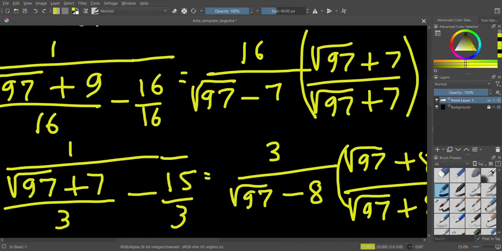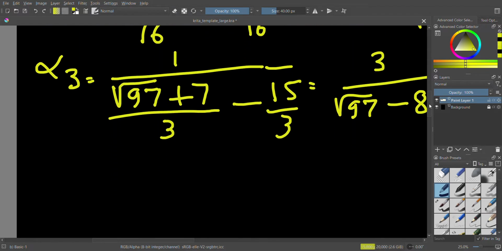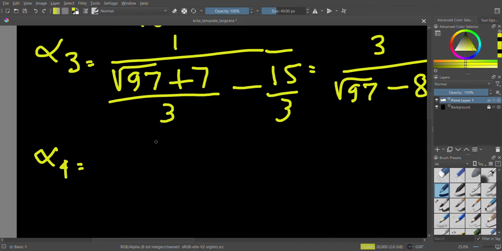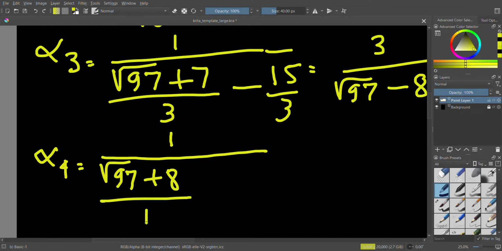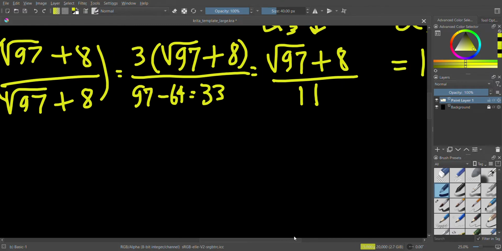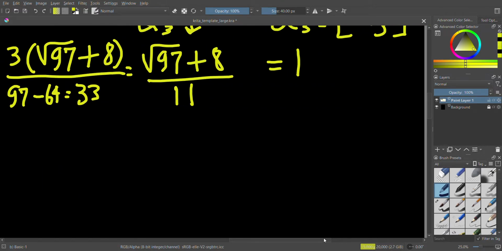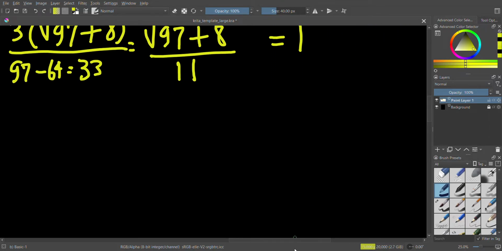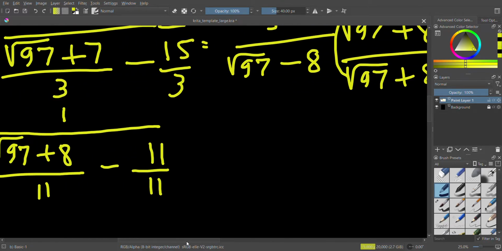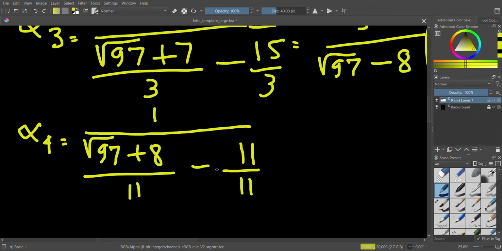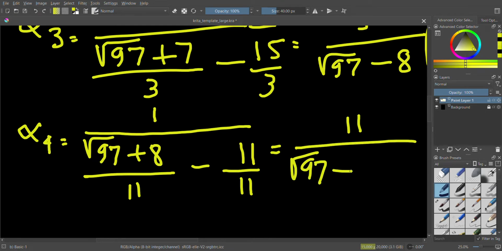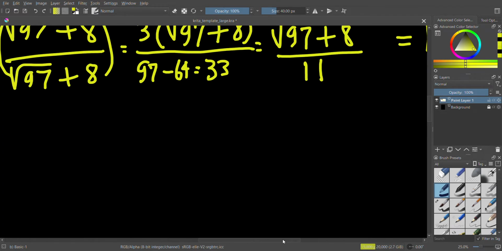Okay, so let's go back over here and let's do A sub 4. Alpha sub 4 is square root of 97 plus 8 divided by 11. And we're going to subtract 1 from it. All right. Let's go over here. Square root of 97 plus 8 over 11. That's what we had. And we had A sub 3 equal to 1. So we're subtracting, right? Just to remind ourselves, alpha sub 4 is 1 over alpha sub 3 minus A sub 3. And this is square root of 97 minus 3. Now let's multiply by the conjugate.